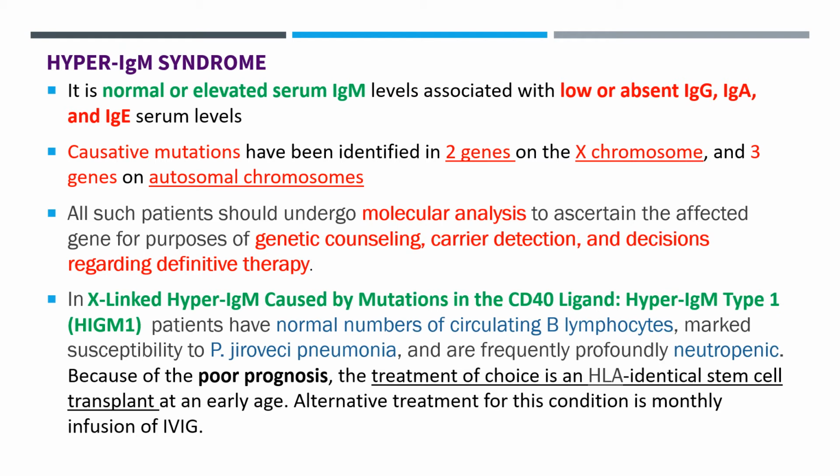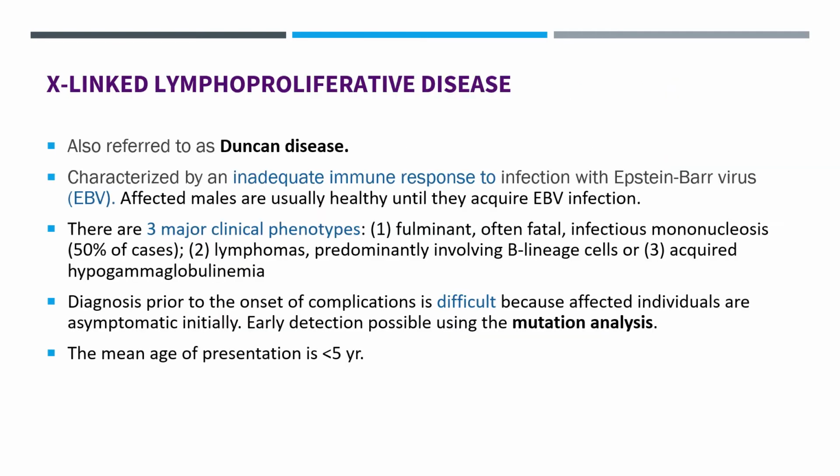Because of the poor prognosis of these patients, the treatment of choice is HLA identical stem cell transplant. This is in the first place. Alternative treatment is monthly infusion of IVIG. So the IVIG is not the first choice. The first choice for treatment for these patients is HLA identical stem cell transplant. This is for that disease.